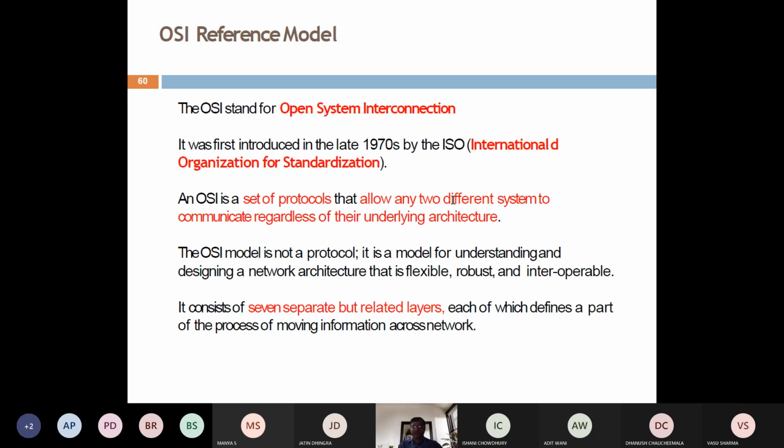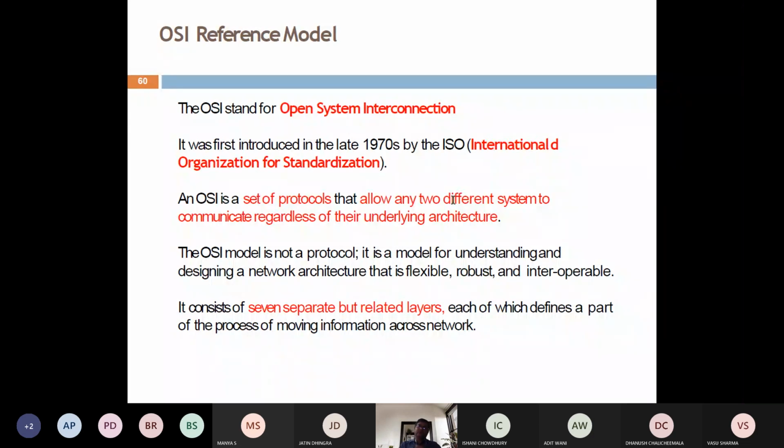So it is a model for understanding and designing a network architecture which will be flexible, robust, and interoperable. Whatever the OSI reference model we are using, it is very flexible, allowing whatever different number of protocols we have to be used in different layers. It is a robust technique; everybody can use it. And the interoperability between different layers is also possible in the OSI reference model.